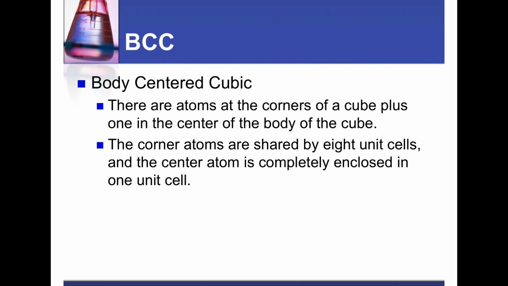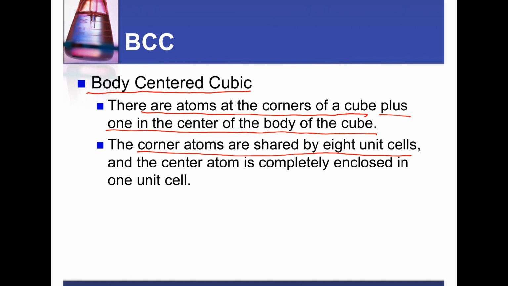Now let's talk about another type of cubic cell. This one's called a body-centered cubic. It's similar to the simple cubic in that there are atoms at the corners of each of the cubes. But in a body-centered cubic, we add one to the center of the body of the cube. So the corner atoms are all shared by the 8 unit cells, just like they were in the simple cubic. But the one in the middle is completely enclosed inside the cell.